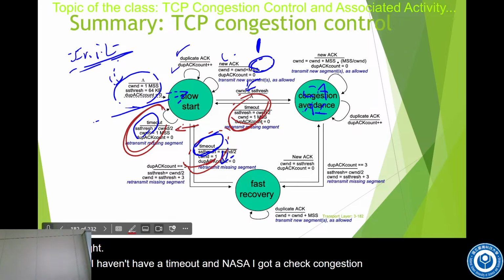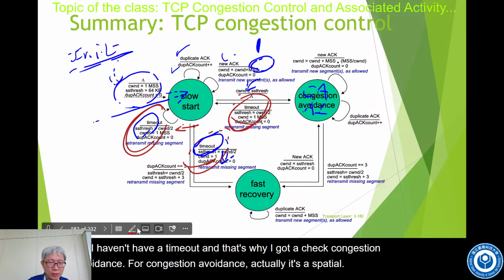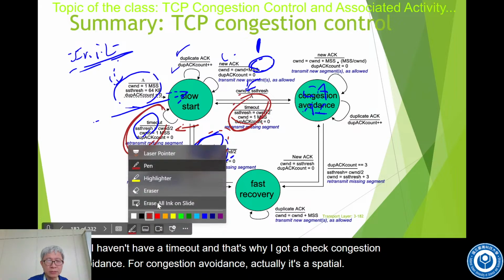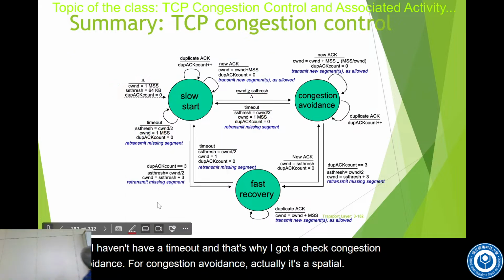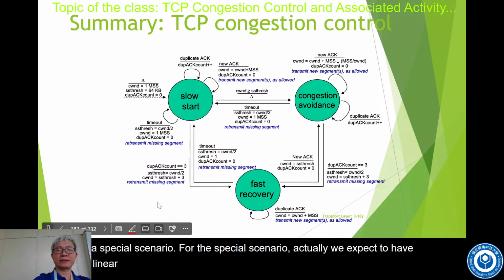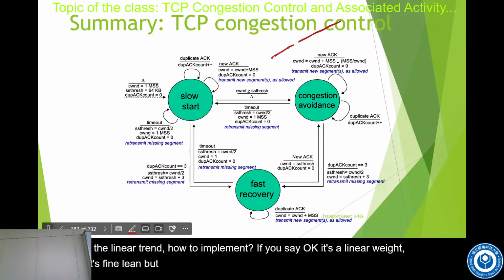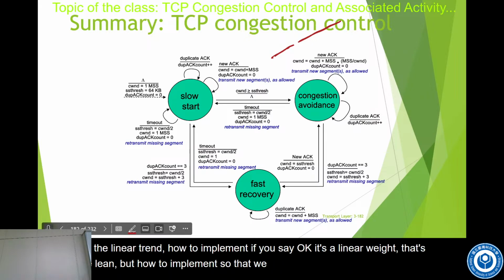For congestion avoidance, actually it's a special scenario. For this scenario, we expect to have the linear trend. For the linear trend, how to implement? If you think, okay, it's a linear way, that's fine. Linear. But how to implement so that we have the linear trend? This one.